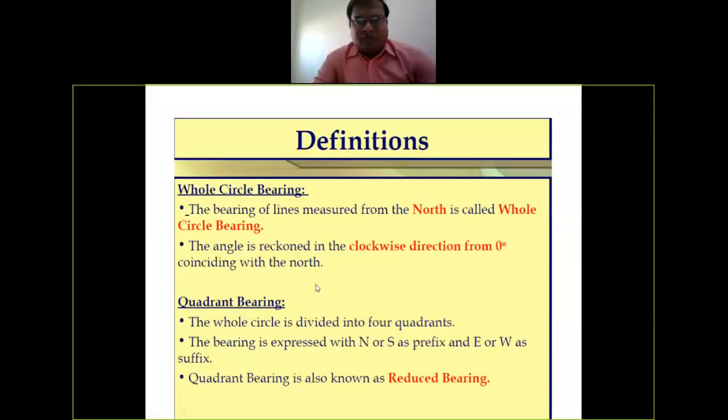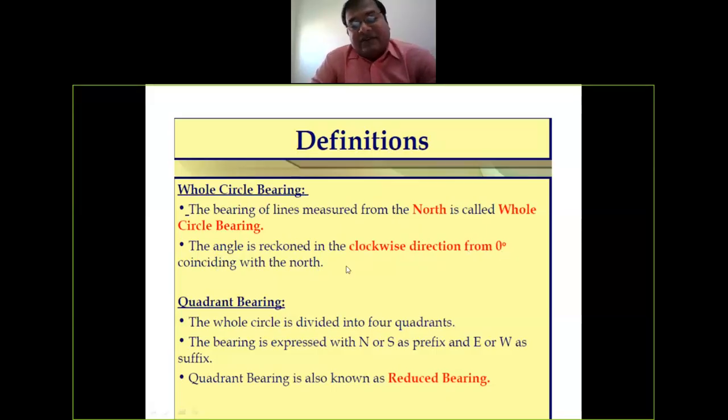Then we proceed further. Next definition is whole circle bearing. Okay, so what is that? The bearing of a line measured from the north is called whole circle bearing. In whole circle bearing, what we are generally doing, we always measure the angle with respect to north direction. Okay, I will show you the figure also. The angle is reckoned in the clockwise direction from 0° coinciding with the north.